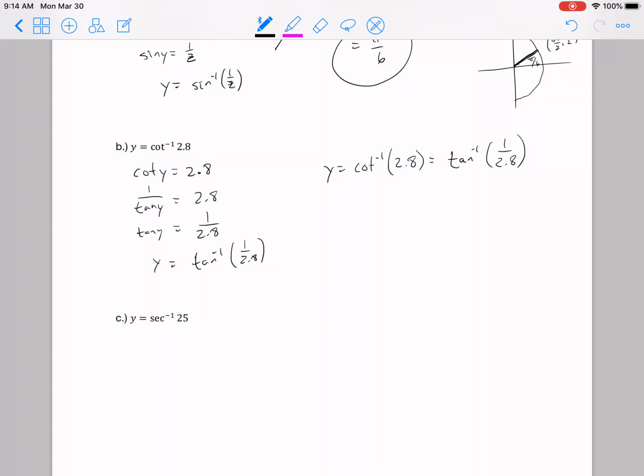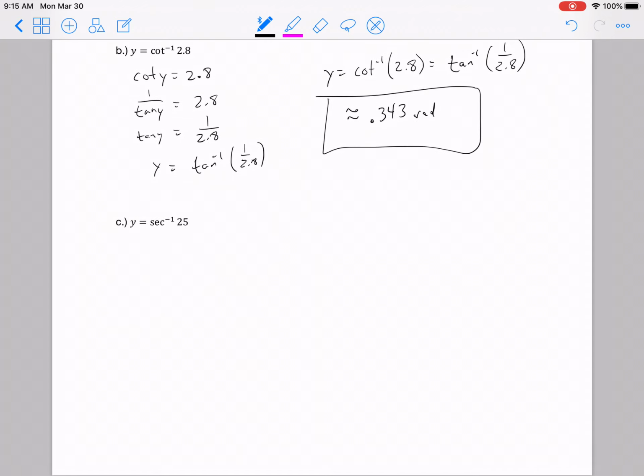All right, and this one you'd have to put into your calculators because I don't know that one off the top of my head from a unit circle, but you should get about 0.343 radians. Make sure your calculator is in radians for that. Okay. Next one, let's try arcsecant. Now we don't need to go quite as crazy as we have been showing it all out, because like you can probably guess, arcsecant is going to be the arc cosine of 1 over 25, which should give you about 1.53 radians. Okay.